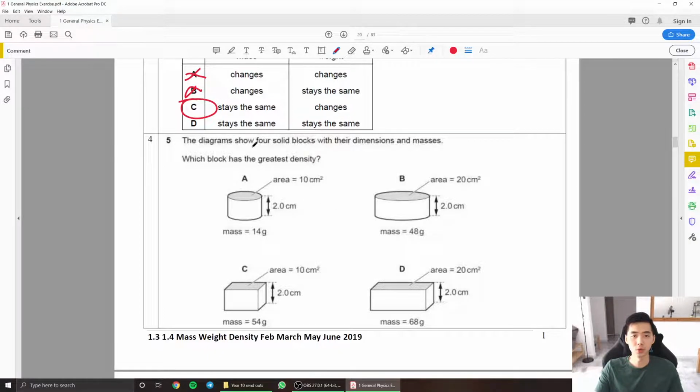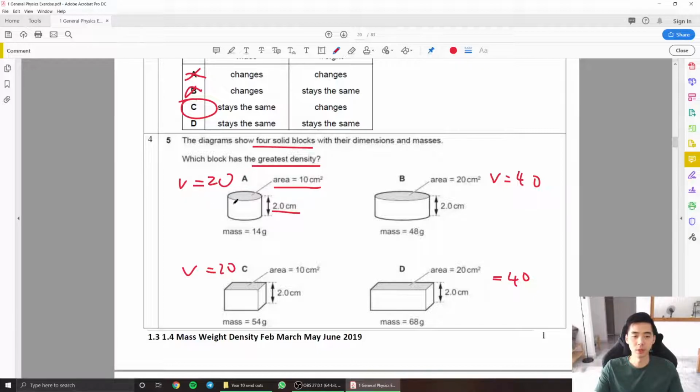From here, the diagram shows 4 solid blocks with their dimensions and masses. Which block has the greatest density? They give you the area and height. You're supposed to find the volume. Volume here would have been 20. The volume here would have been 20. The volume here would have been 40. The volume here would have been 40 as well. Density will be mass over volume.